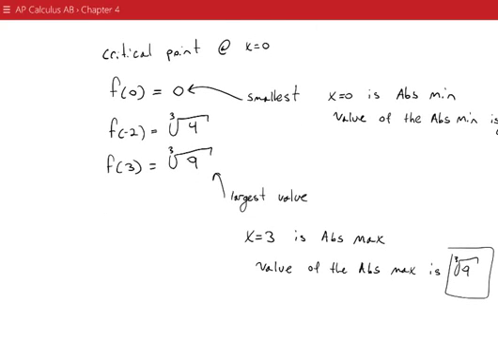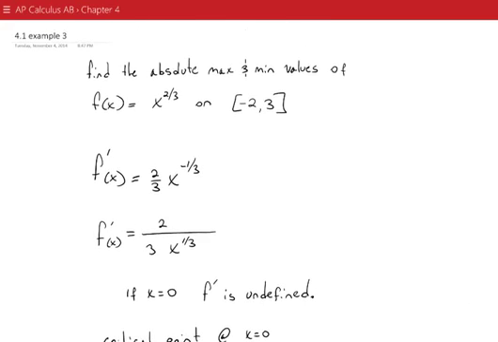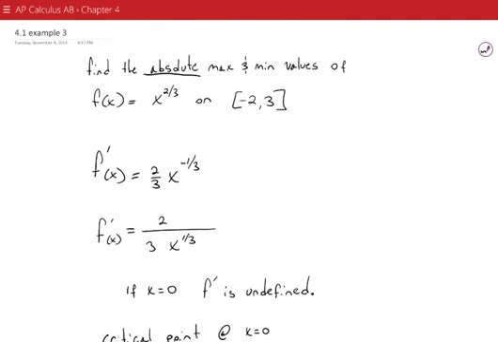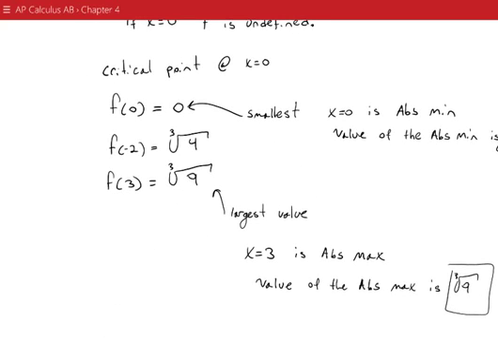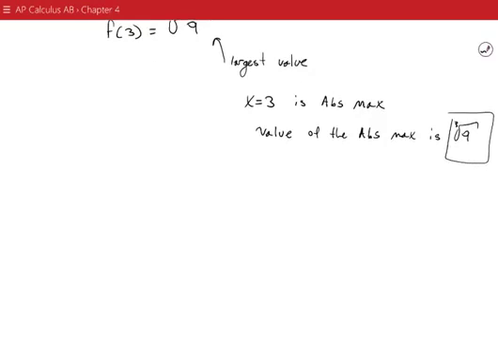x equals -2, in this case, is a local max, but it's not an absolute max. And because they asked for absolute in the question, we're only going to list absolutes. So f at -2 is a local max since it's an inclusive endpoint, but it's not an absolute.